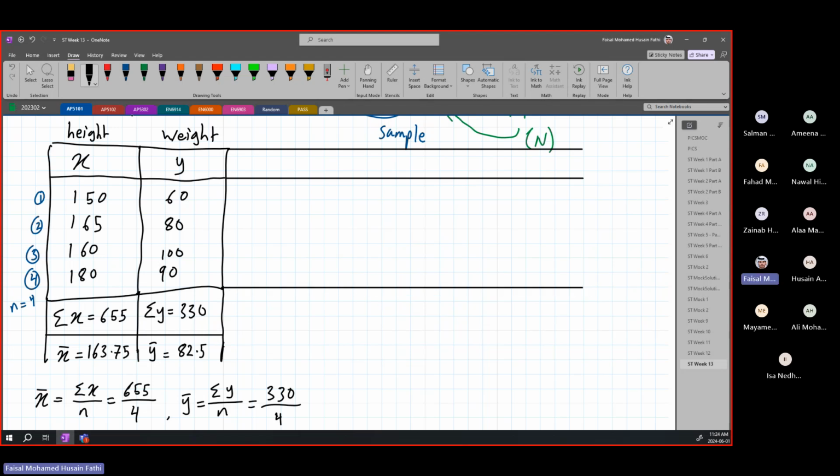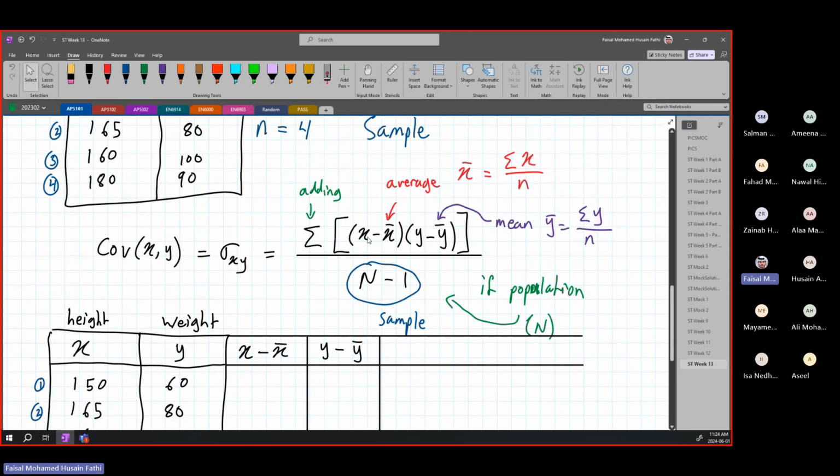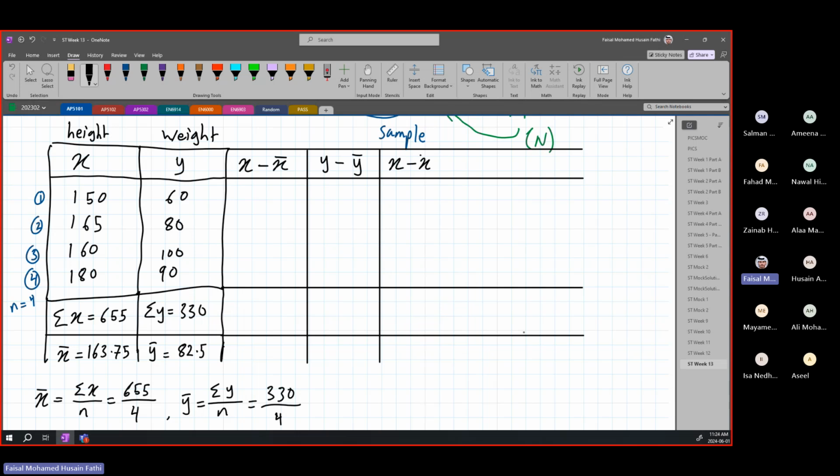Let us just do it this way for now. And then here we're going to find the sum. So the first thing we need to find is x minus x bar. That is the first thing you're going to try to find. Then we're going to find y minus y bar. And then the last thing, which is the multiplication of both, because here we want to multiply both. So it's going to be x minus x bar times y minus y bar. And that's what we are going to do.